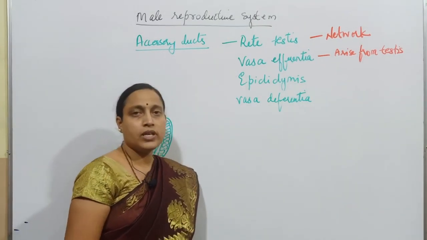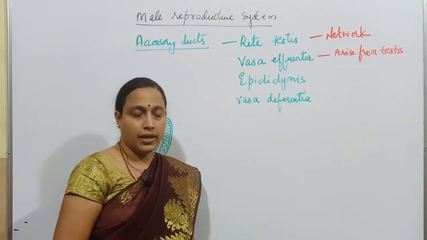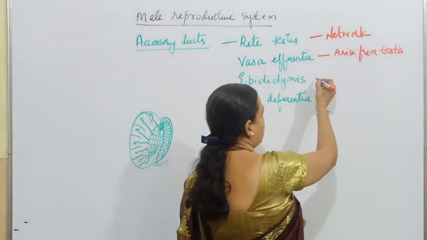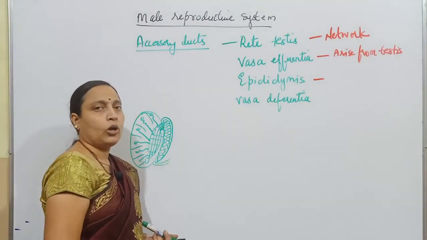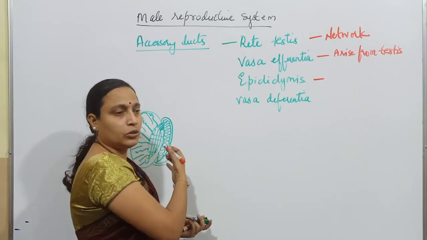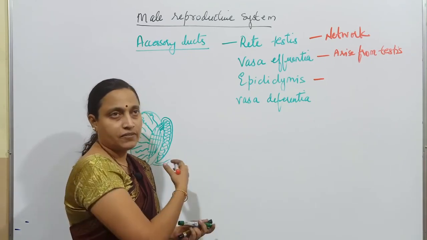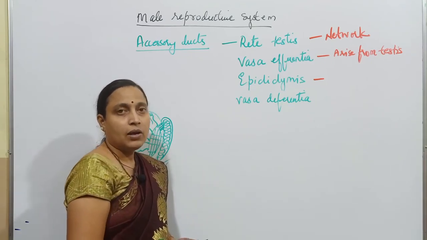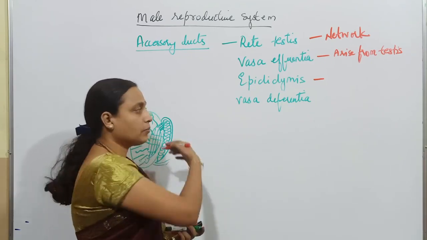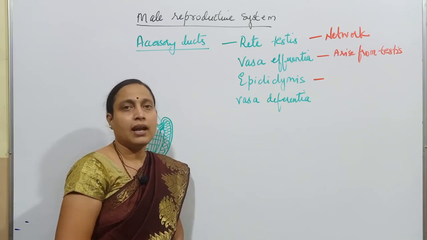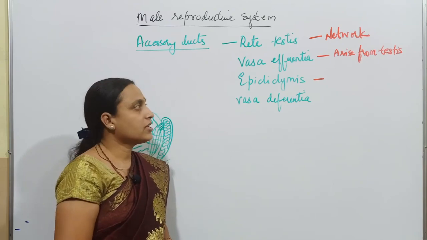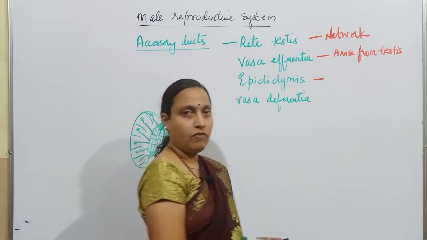So I am going to explain to you all now about epididymis. Now, epididymis location: through this diagram it appears as if it is located just laterally, but it is actually present in the posterior part of the testis and slightly towards the lateral side. So location is mainly the posterior part of the testis.